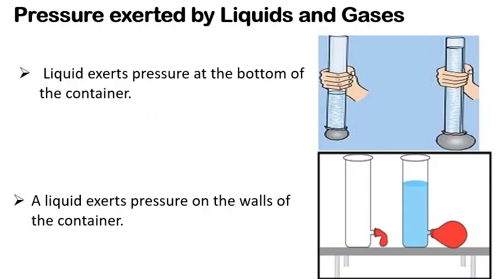Pressure exerted by liquids and gases. Let me explain one activity. Take a transparent glass tube or a plastic pipe and also take a rubber balloon. Stretch the rubber sheet or rubber balloon tightly over one end of the pipe as shown in the figure. Keep the pipe in a vertical position. Pour some water in the pipe. Does the rubber sheet bulge out? Yes, you can see it is bulged out a bit.